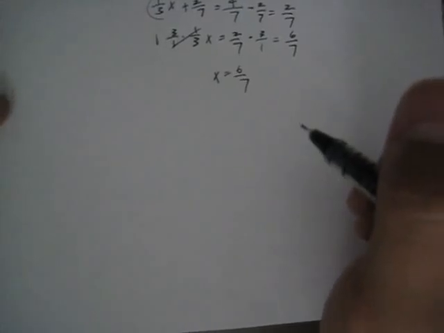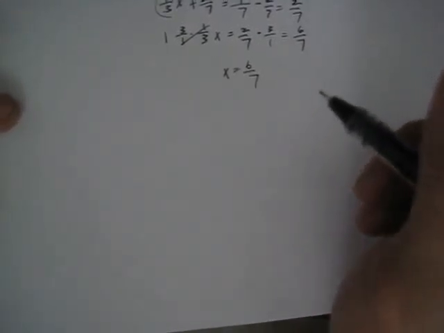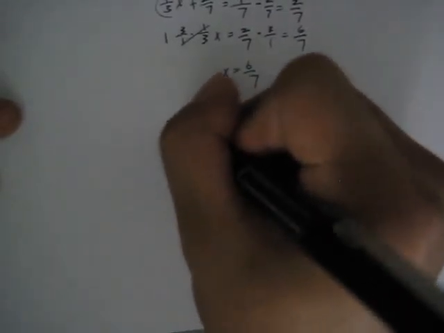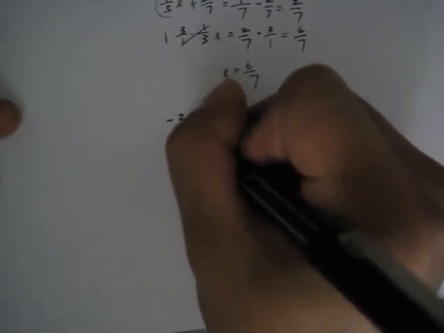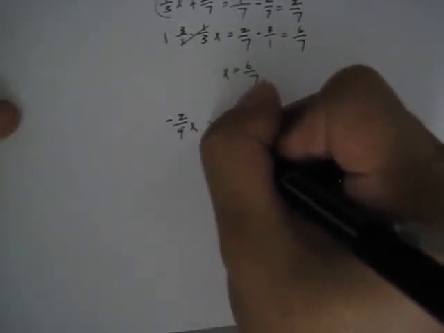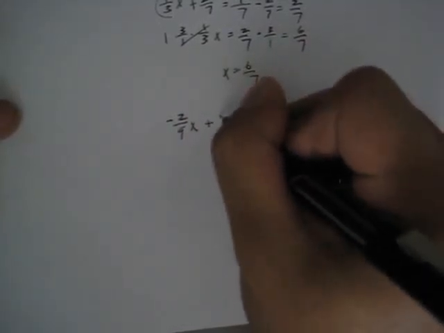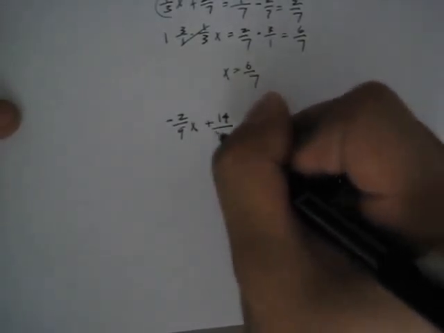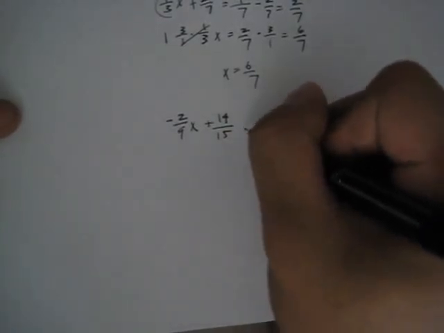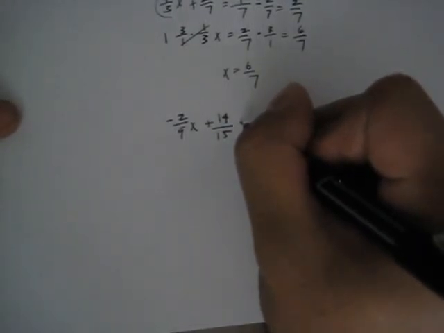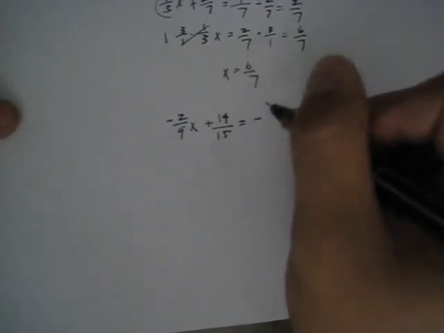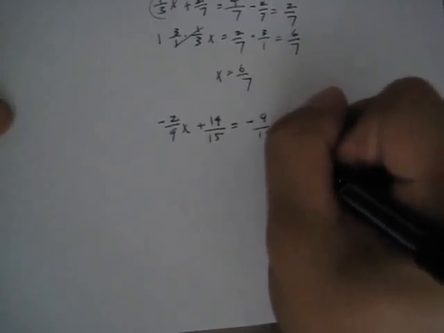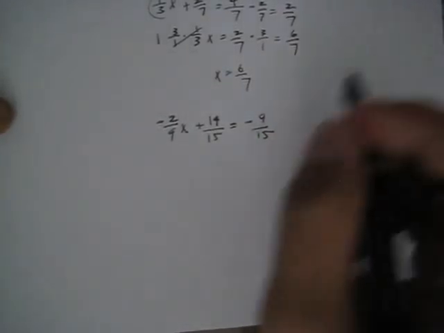Okay. Now if you want to throw in some negatives to make it a little harder, let's do that. So let's say we have negative 2/9x plus 14/15 equals negative 9/15. Okay, let's try this.